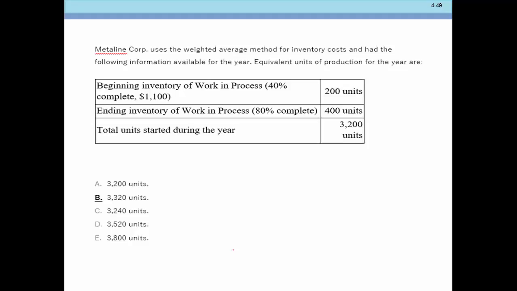320. Yeah, it's what? 400 times 80% is 320. And so that comes to 3,320, which is the answer here.